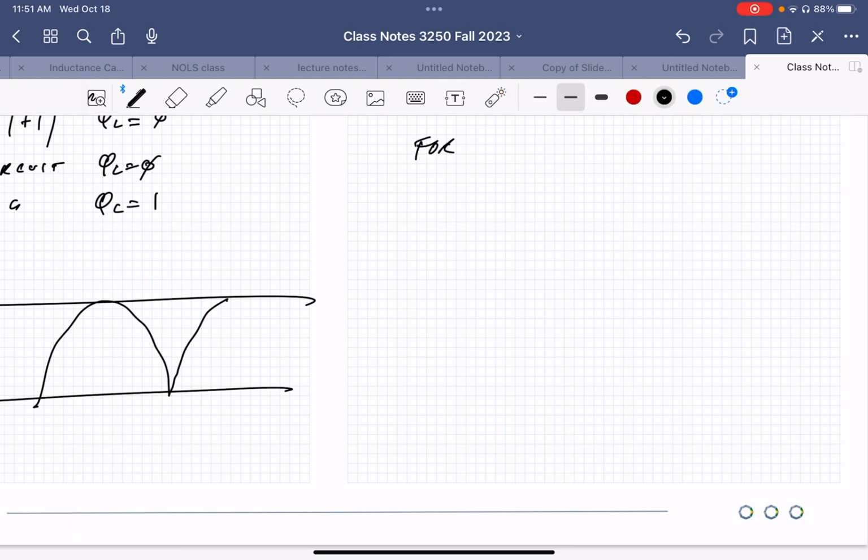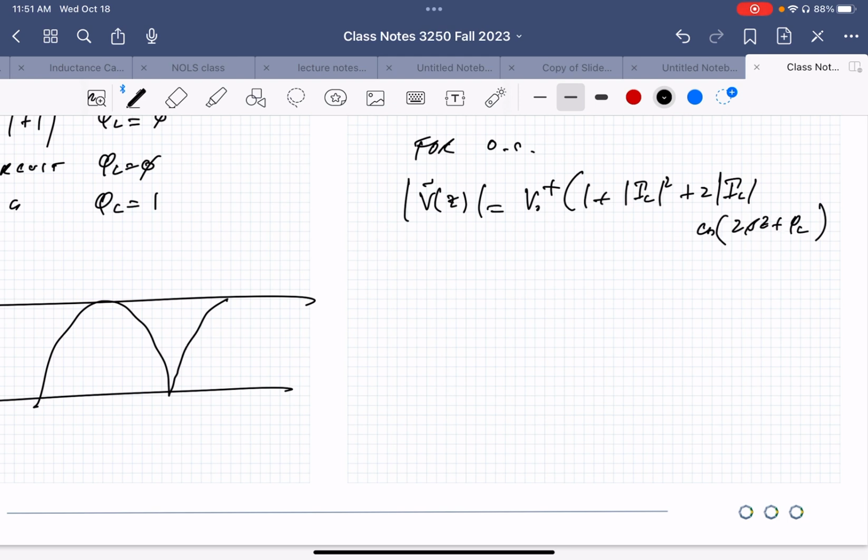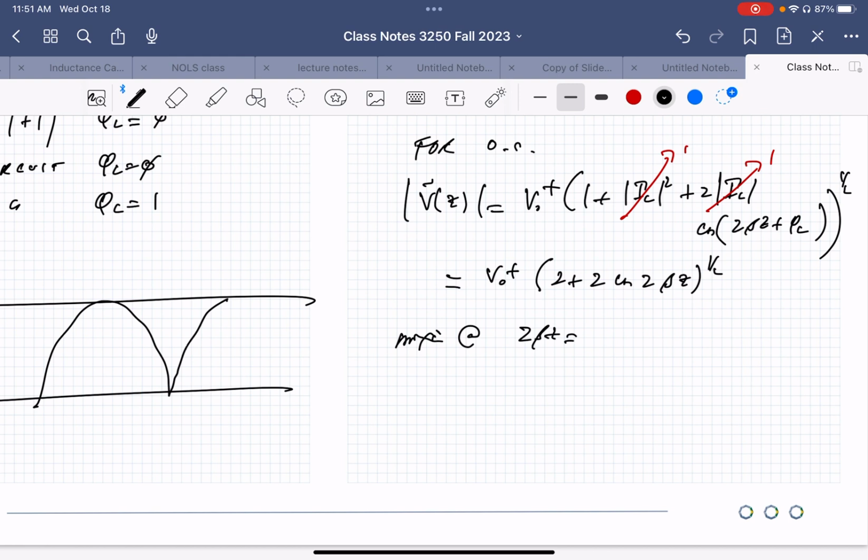Okay, so if you just look at the forward open circuit, we'll have the absolute value of V sub Z is V0 plus times (1 plus gamma sub L squared plus 2 times gamma sub L cosine(2 beta Z plus phi sub L)) to the 1/2. These will be 1, 1, and so you end up with V0 plus times (2 plus 2 cosine of 2 beta Z) to the 1/2. So the maximums occur at 2 beta Z equal to 2 pi m.